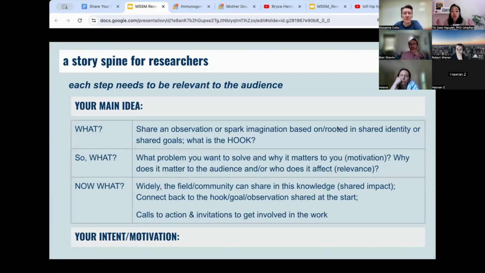And then your next is your so what? Why do people care? You're used to writing this part, so remember to add that in there. What's your motivation? Why is it relevant? And then finally, now what? How can you share this knowledge with the community, or how can people take the information? What can they do with it? And remember to connect it back to the hook.